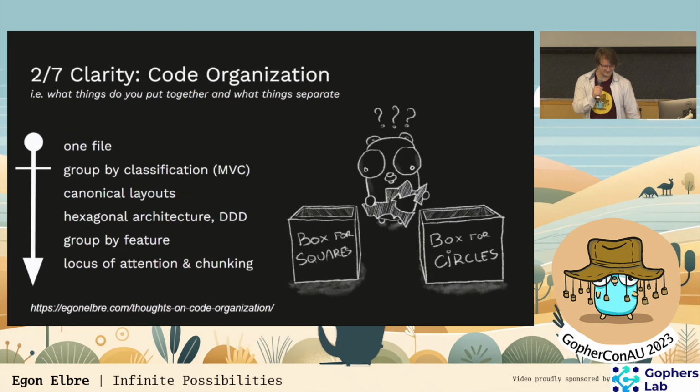So, how do you organize your code? How can you structure different things, and what should you put together, what you keep apart, right? What's locus of attention? What's chunking? How do they relate to code structures, and how can you make your code structure support your program better, right?